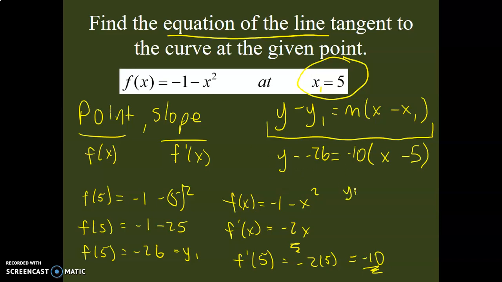So I'd get y plus 26 equals negative 10 times x minus 5. You could put it into slope-intercept form, but you shouldn't. You should just stop in point-slope form.